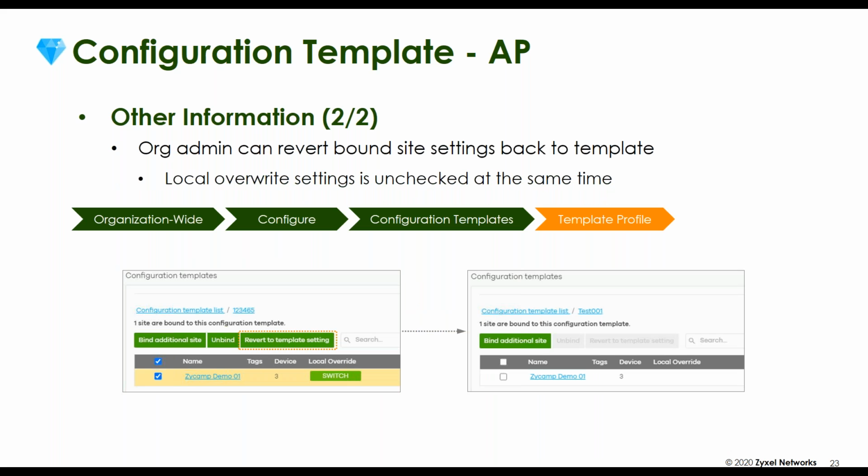So the organization admin can revert bound site settings back to the template, and as I say, the local override setting is also unchecked at the same time once that's been done. So if you do it from the template, then it will revert it back, and it'll basically force it to inherit the template settings again. And these settings are done within organization-wide configuration templates, and then a template profile is what you'll create. And you can create multiple templates as well and bind them to different sites. So it's quite flexible in what you can do with it.